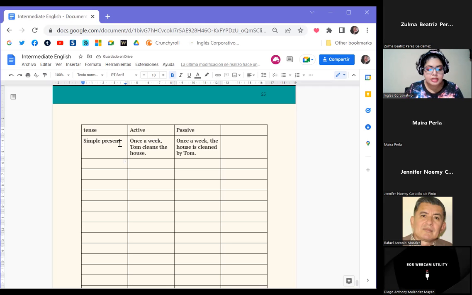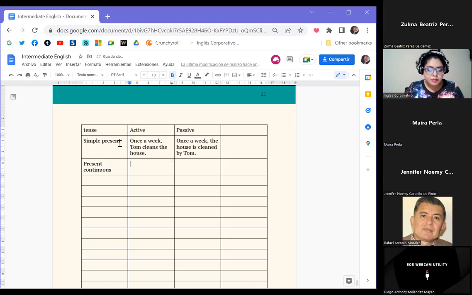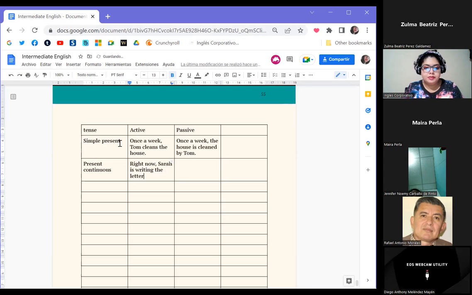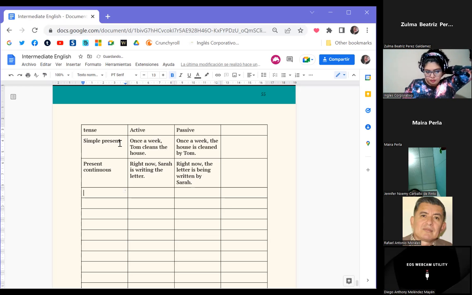Then we have the second one, that is the present continuous. Right now, Sarah is writing the letter. So in the passive one, it says right now, the letter is being written by Sarah.